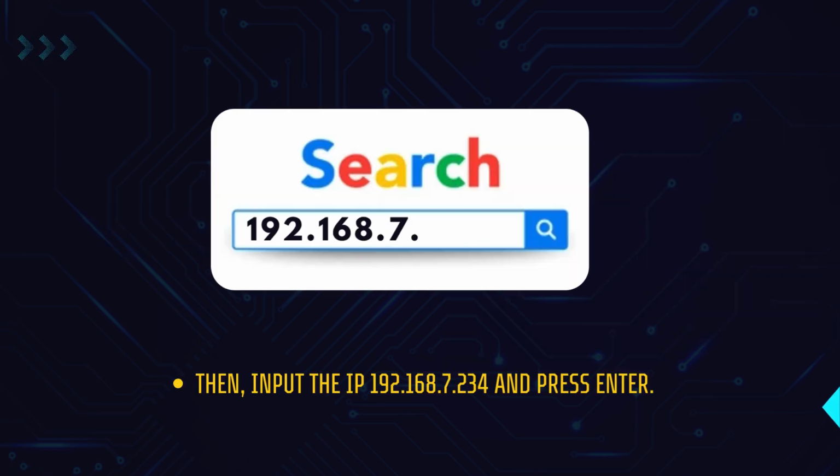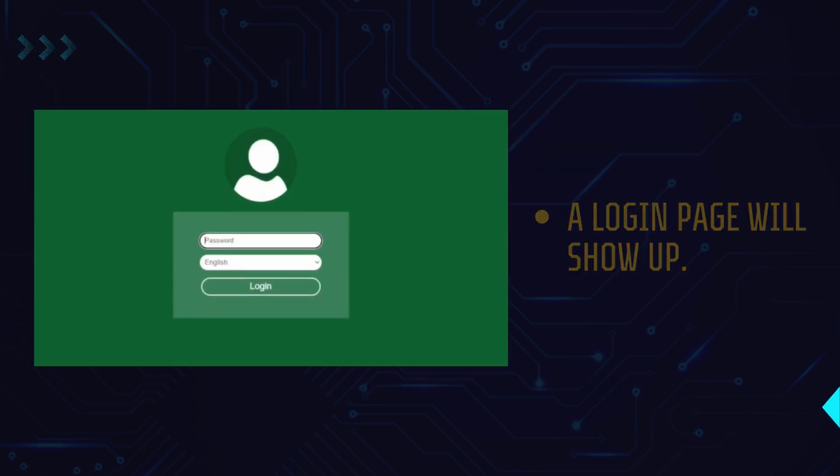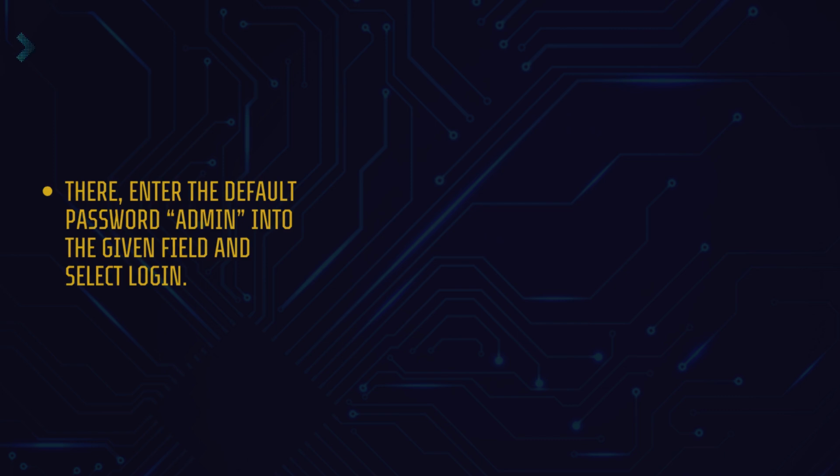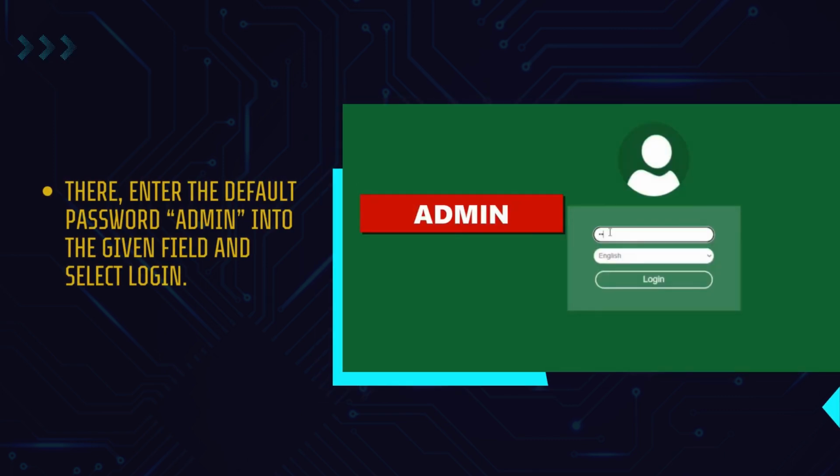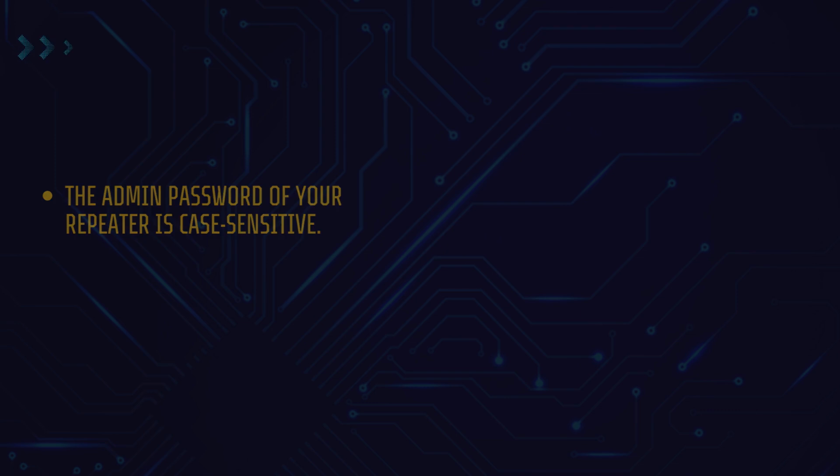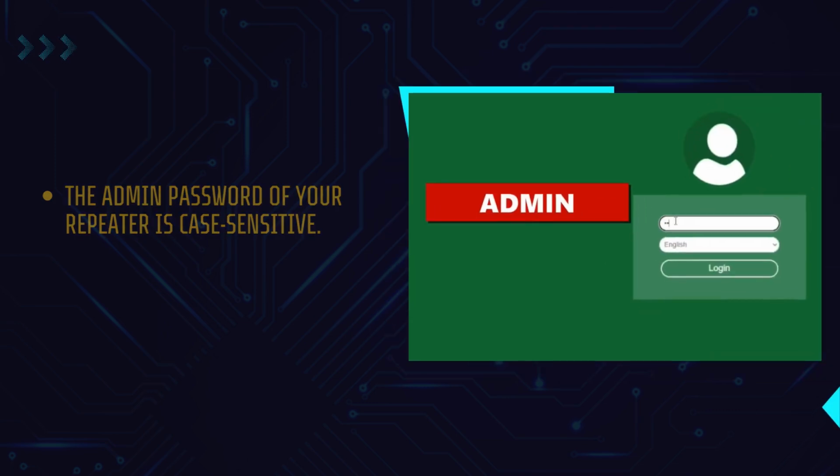Then, input the IP 192.168.7.234 and press Enter. A login page will show up. There, enter the default password admin into the given field and select Login. The admin password of your repeater is case-sensitive.